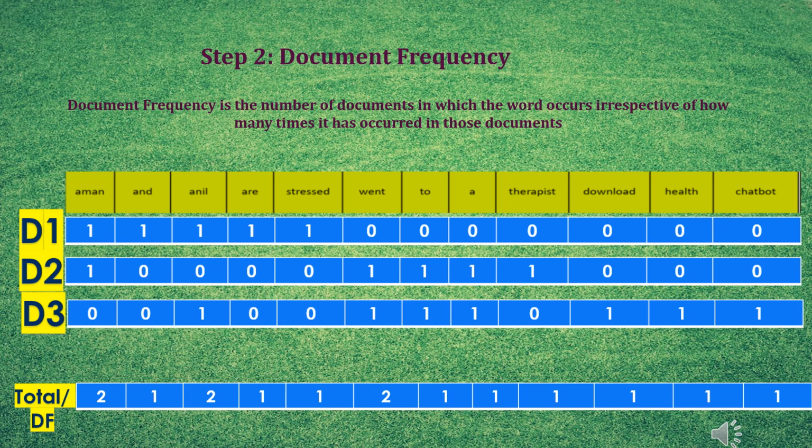Hence, you can see that the document frequency of Aman, Anil, when, to, and A is 2 as they have occurred in two documents. Rest of them occurred in just one document. Hence, the document frequency for them is 1.